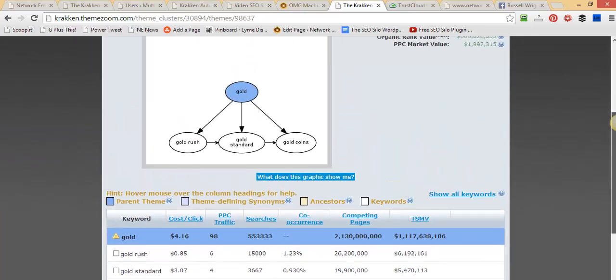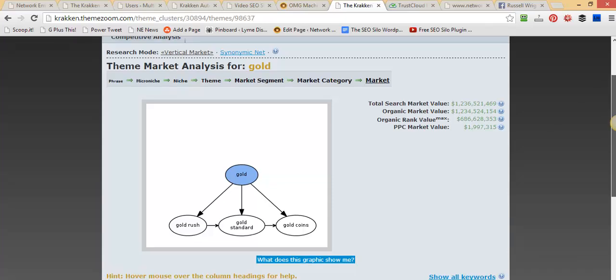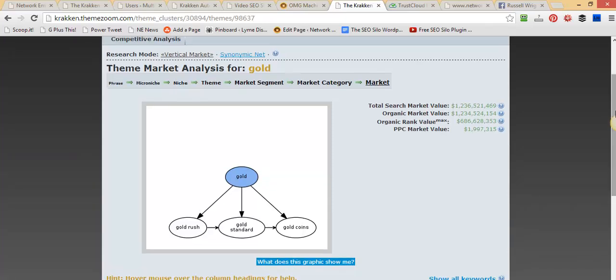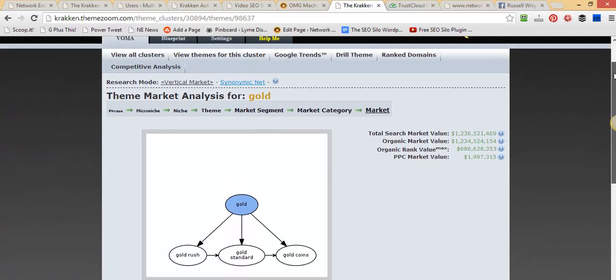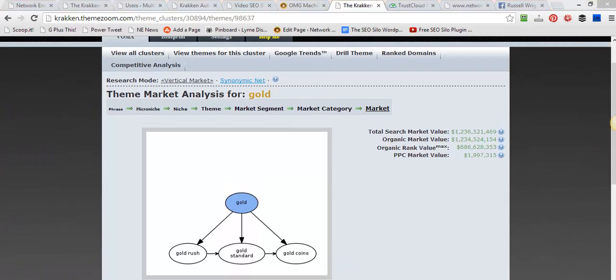You can see that your screen will look more or less like this when the drill is completed. There's a couple of basic things on the screen that are helpful for you to know because they're very important and they will help you profit when you're building a website. First one is the theme for market analysis for gold. This indicates the word that you just drilled into.